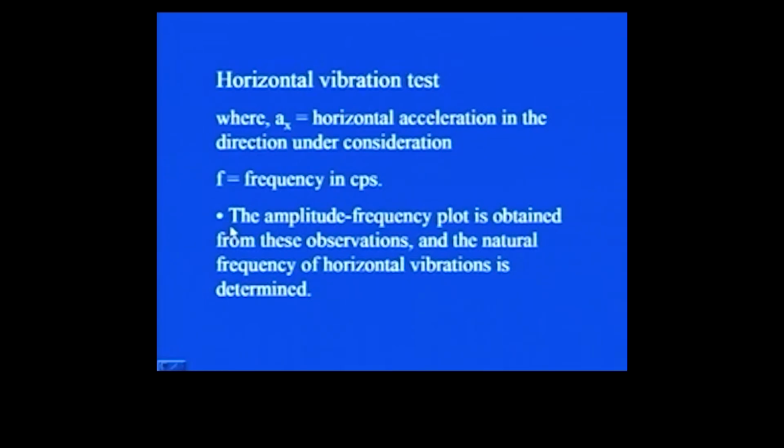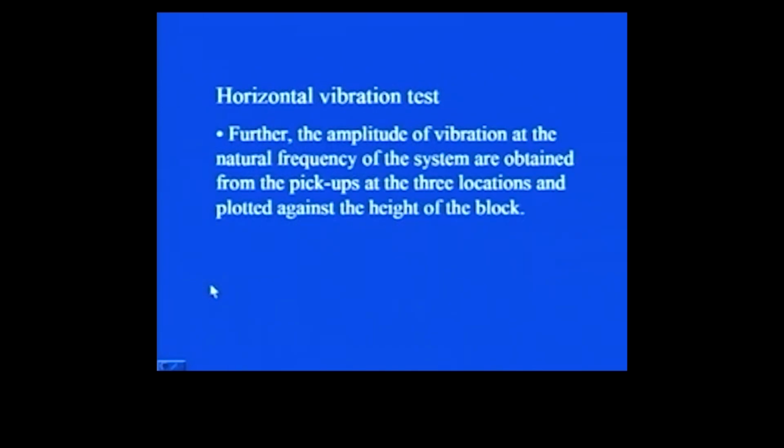Then, as you did in the case of the vertical vibration test, in this case also the amplitude frequency plot is obtained from these observations, and the natural frequency of horizontal vibrations is determined. On similar lines, the amplitude of vibration at the natural frequency of the system is obtained from the pickups at the 3 locations and plotted against the height of the block.